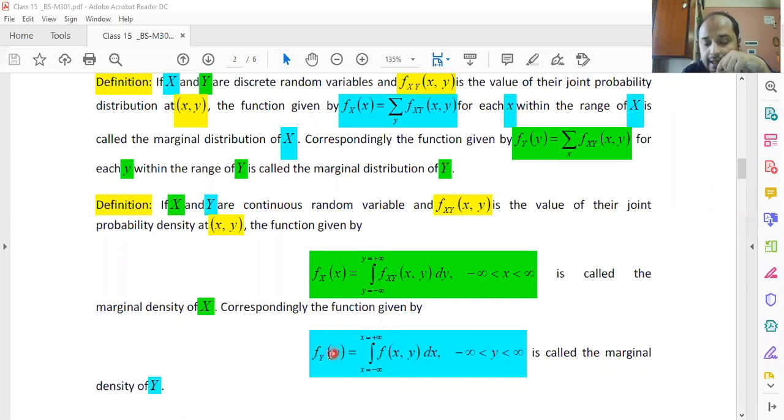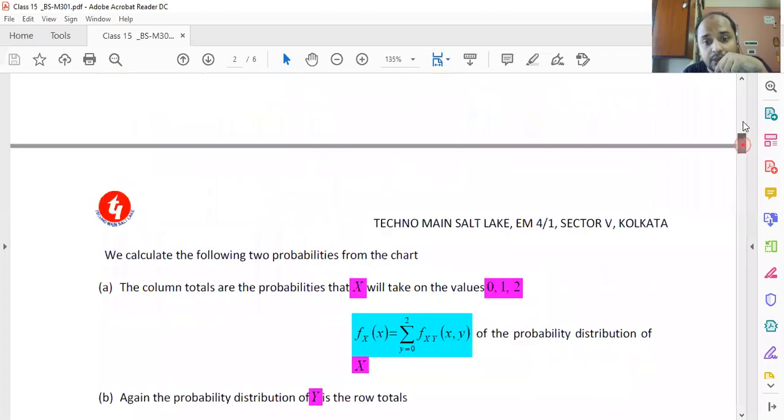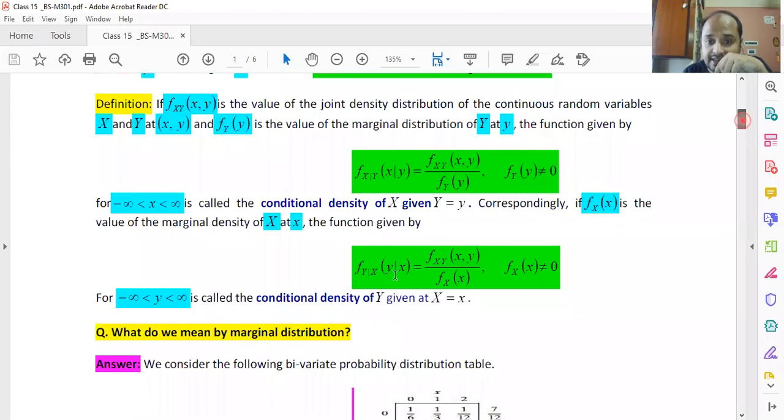So while calculating the marginal distribution of the random variable Y, we are integrating with respect to X, and the integration is from minus infinity to plus infinity. So these are the marginal distributions. These are the definitions of marginal distributions which have been used in the definition of the conditional density of the random variables capital X and capital Y.